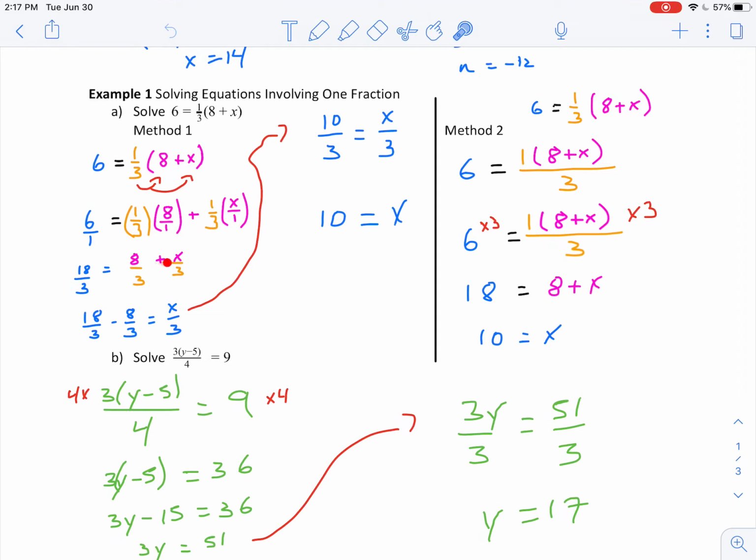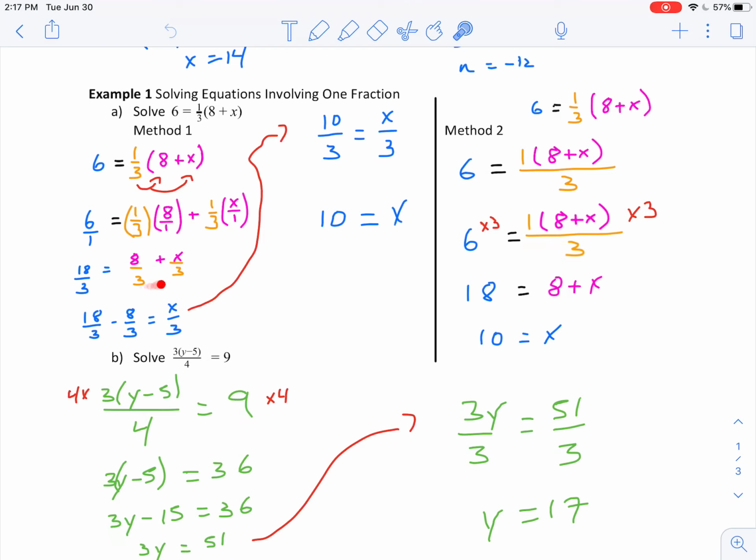Now, I have 8 over 3 plus x over 3. I'm going to anticipate that I'm going to be adding and subtracting fractions. I'm going to change the denominator on the left side here to 3, and how I do that is I multiply by 3, so that 6 would then become 18. So now I have 18 over 3 is equal to 8 over 3 plus x over 3. All of the denominators are the same. Now I can go ahead and add or subtract fractions.